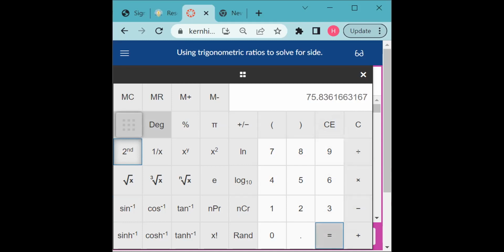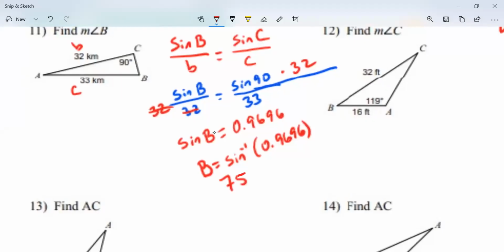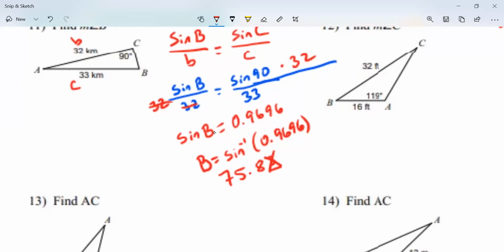75.83. Okay, so let me come back here. 75.83. My second decimal place is a 3, which is too small. So I'm just going to ignore this. And my answer is going to be 75.8. So my angle B is 75.8 degrees.